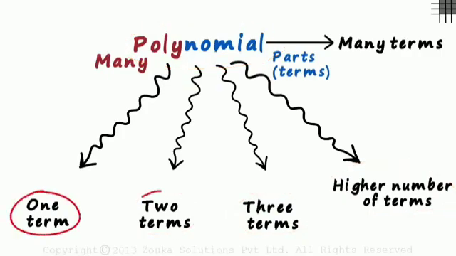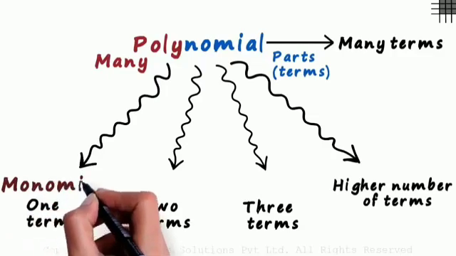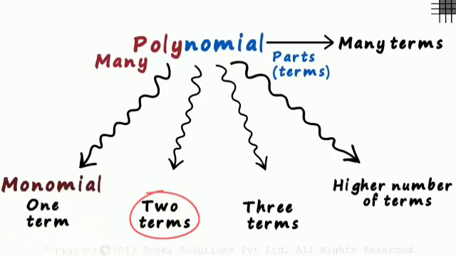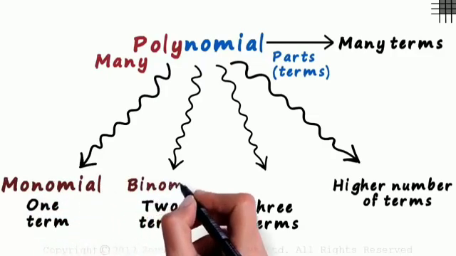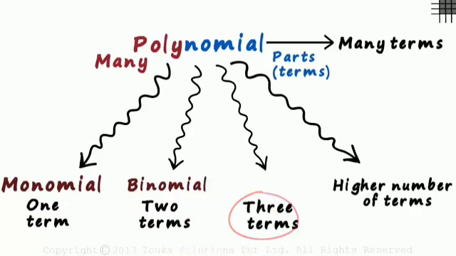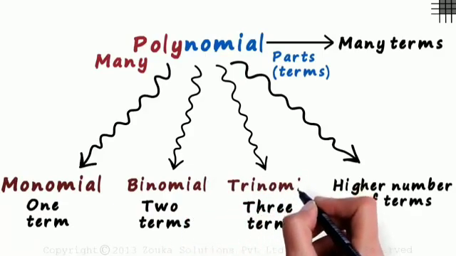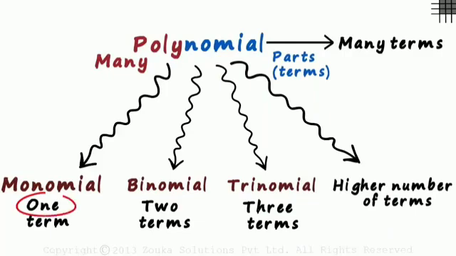Expressions with just one term, two terms, or three terms are given special names. An expression with one term is called a monomial. An expression with two terms is called a binomial, and an expression that has three terms is called a trinomial. Mono is 1, bi is 2, and tri is 3.